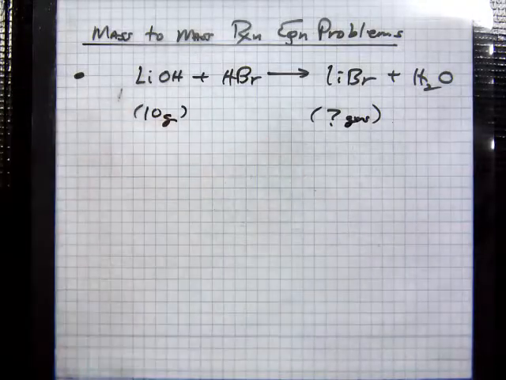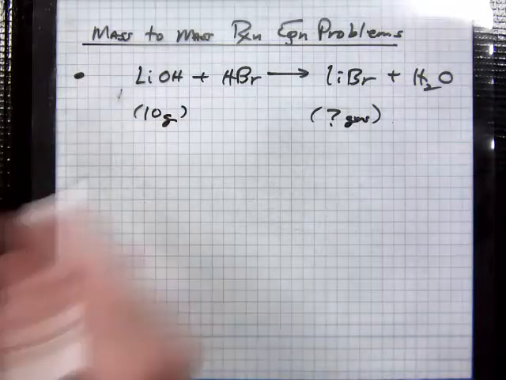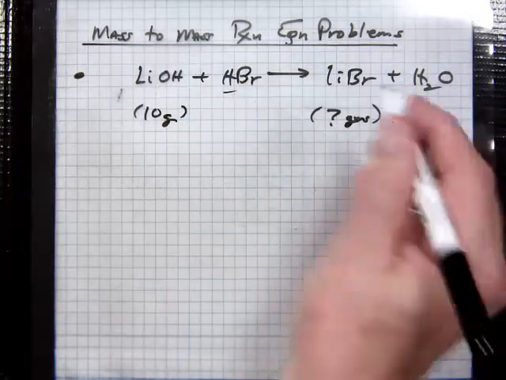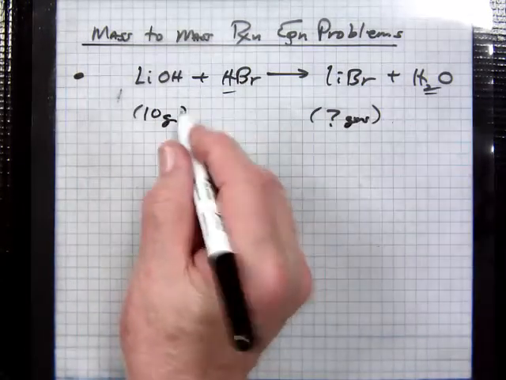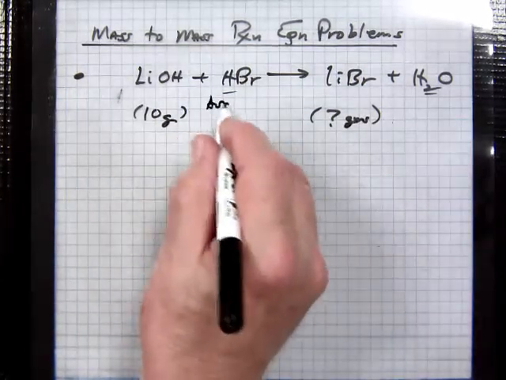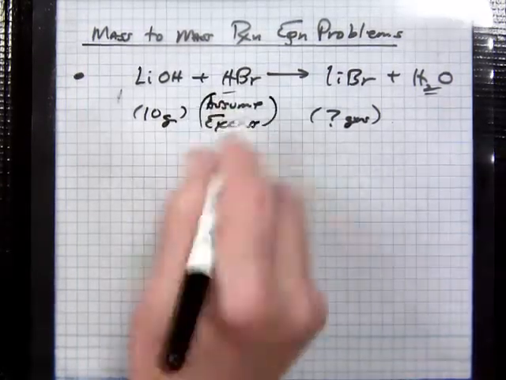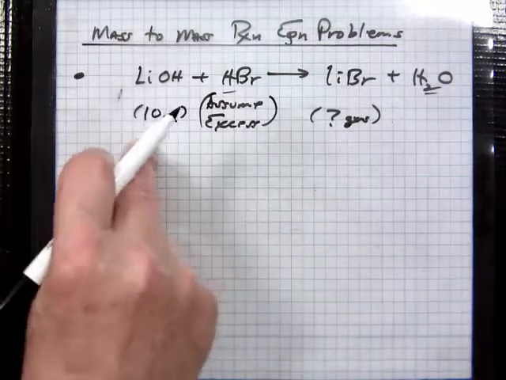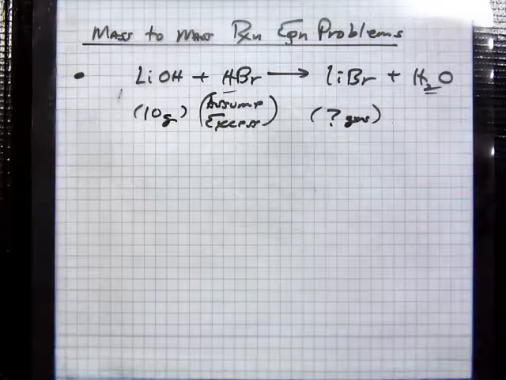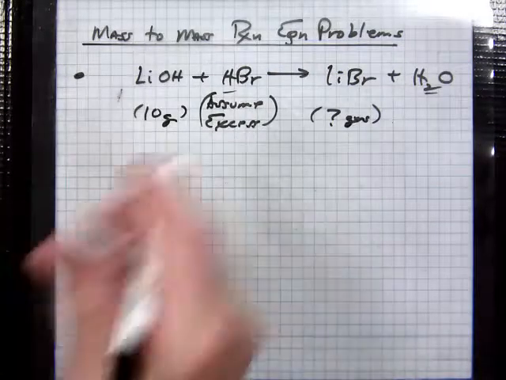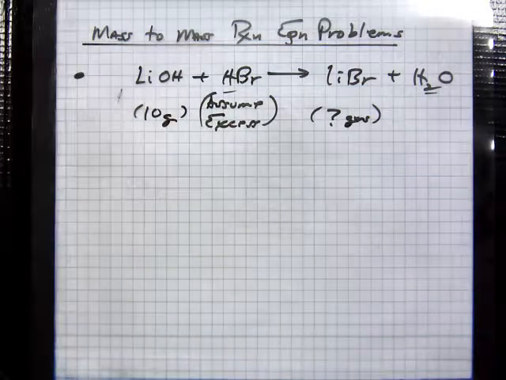Now, in this type of problem, it didn't say anything about hydrogen bromide or the water. In reactions like this, assume excess. That means you got more than you need, and all of that's going to react out. That's the point. Everything's going to react. If it doesn't say anything, you assume an excess.